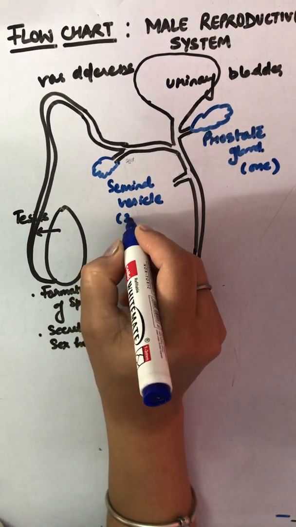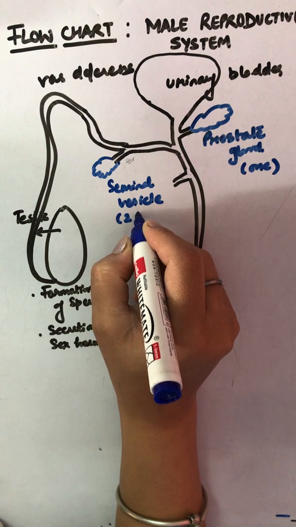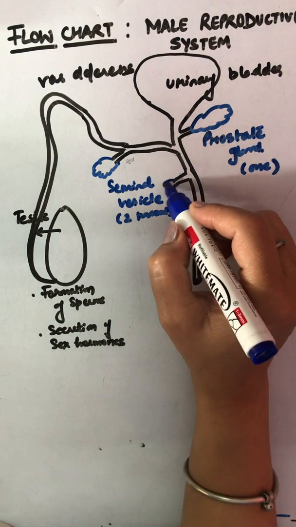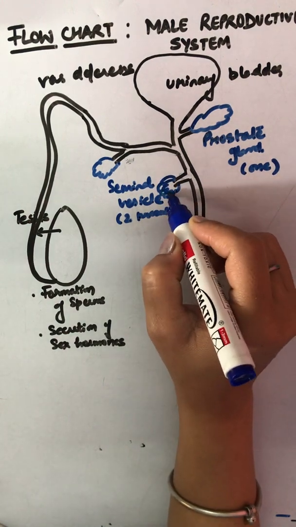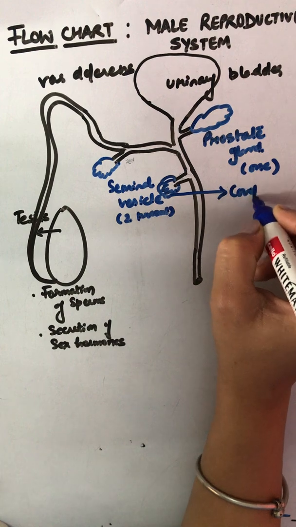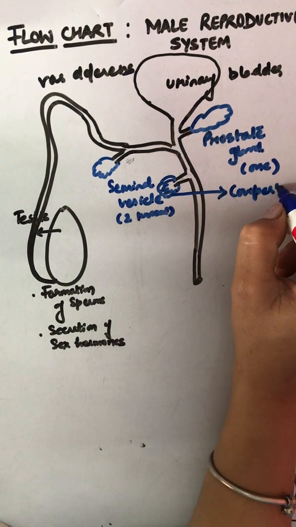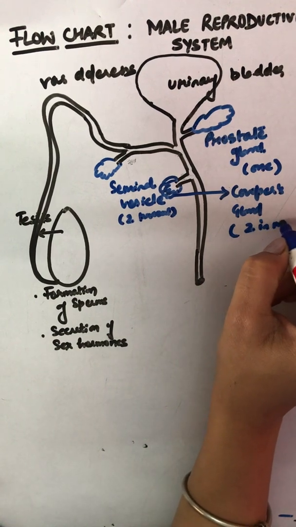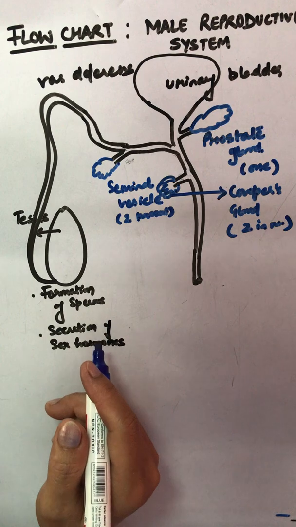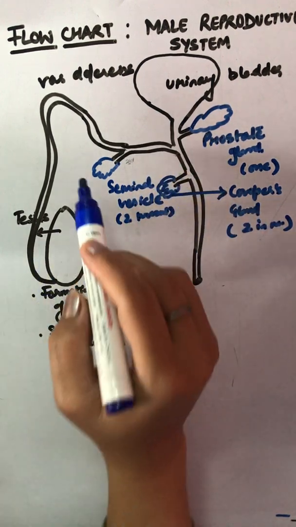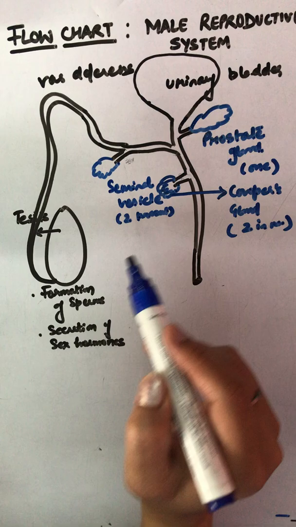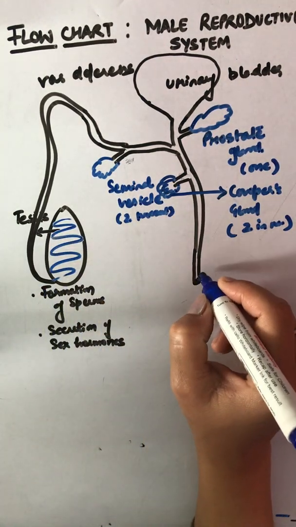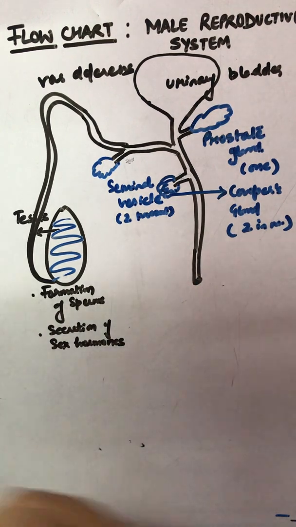These are in a pair, so we write 2 present. And the third one which we are going to draw here is known as Cowper's gland. These again are 2 in number, that means in a pair. Clear? So this is how these 3 glands are present. Finally, this tube is known as urethra.